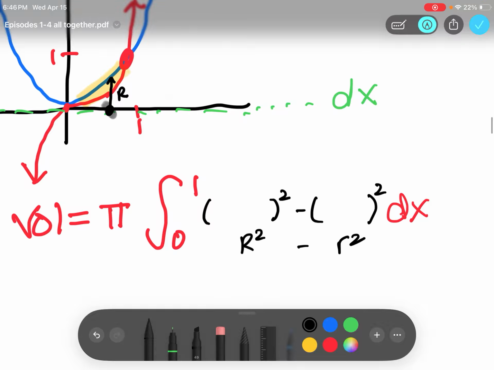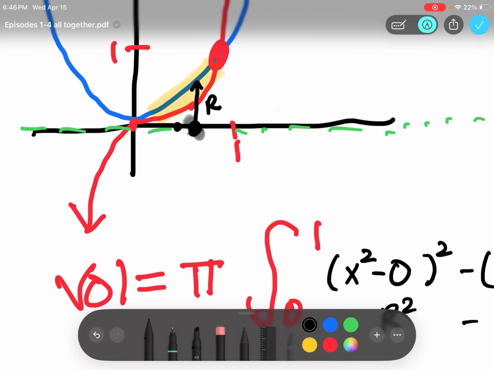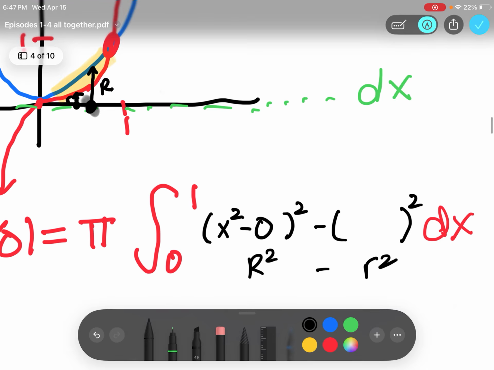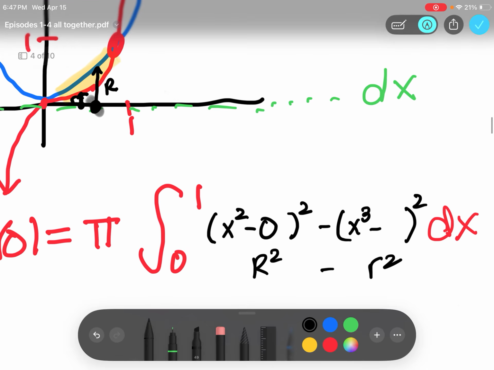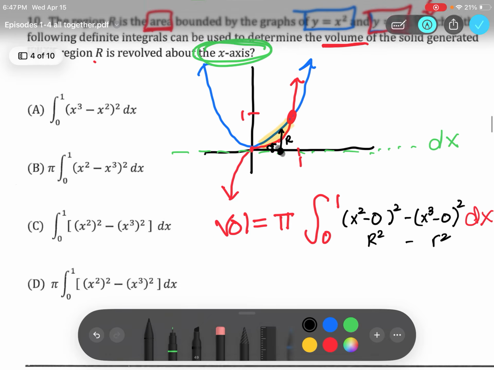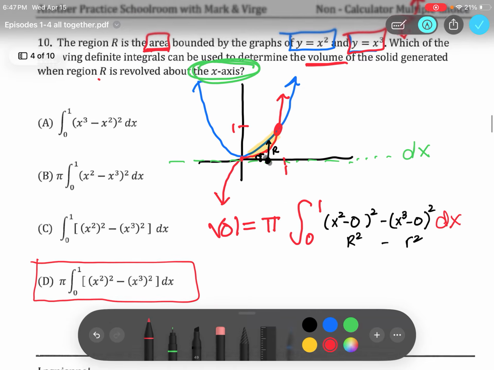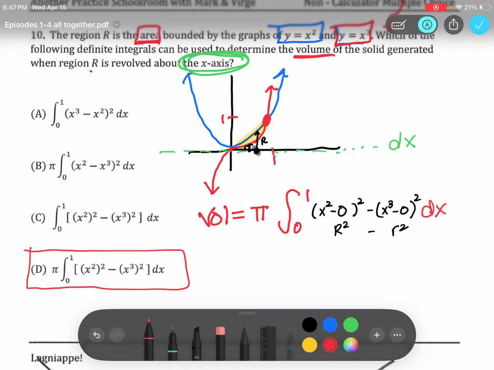My capital R brings me to x squared. So top is x squared, the bottom is 0. My lowercase r, I start on this dotted line and I just go until I hit the highlighted region. It's this tiny piece here, and it's top minus bottom. Well, the top is x cubed, the bottom is the x-axis. So that's my setup. Let's figure out which one matches this. And looks to me like it's D. Okay. The bottom question is a BC question. We do not have to do that.